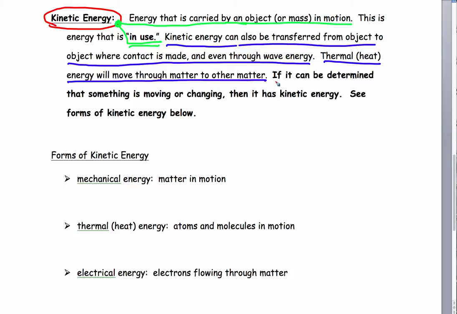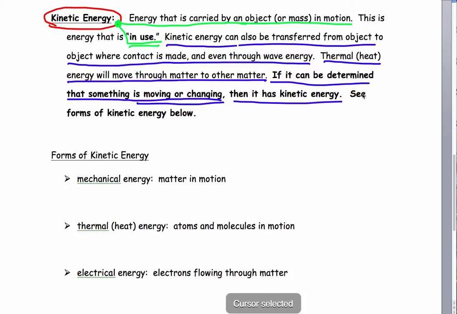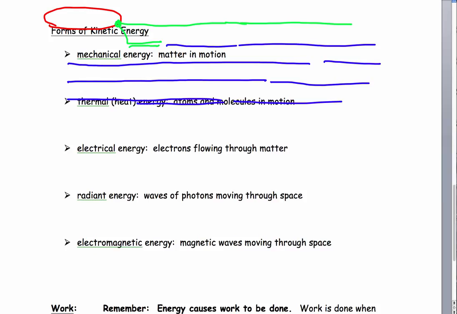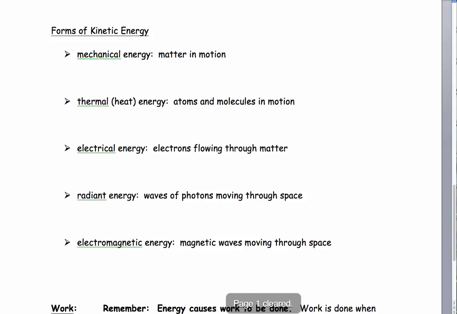So here's kind of the most important part of this paragraph. If it can be determined that something is moving or changing, then it has kinetic energy. And let's take a look at these forms of kinetic energy that I've noted down below the paragraph. I'm going to ask you to do the same thing with these forms of kinetic energy that I asked you to do with the forms of potential energy, but let's just take a quick look at them.